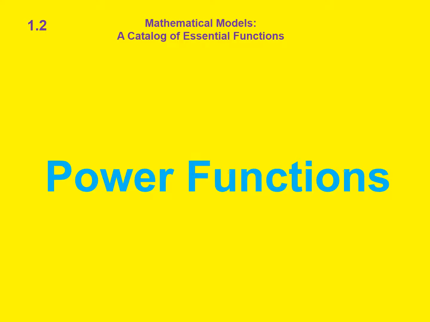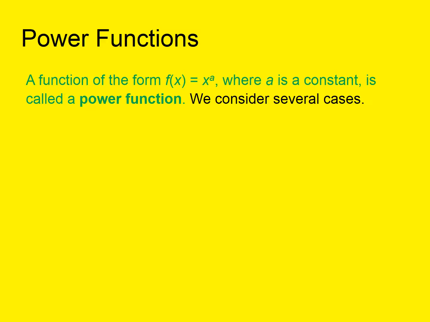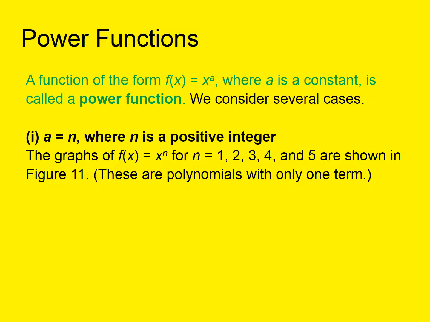This is Objective 3 of Section 1.2, Power Functions. A function of the form f of x equals x to the a, where a is constant, is called a power function. We consider several cases.